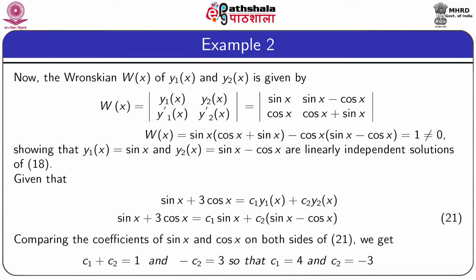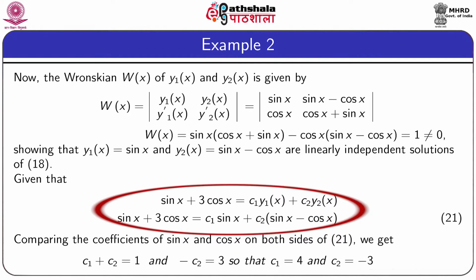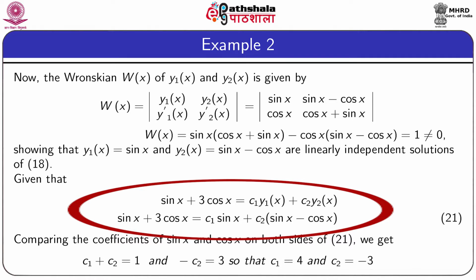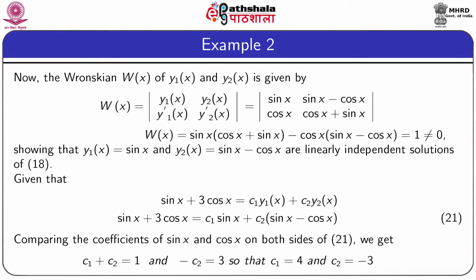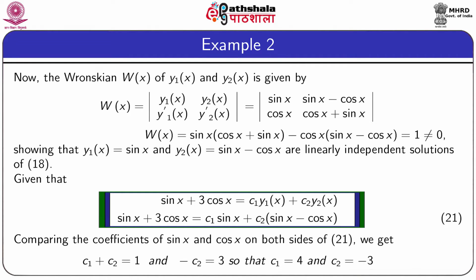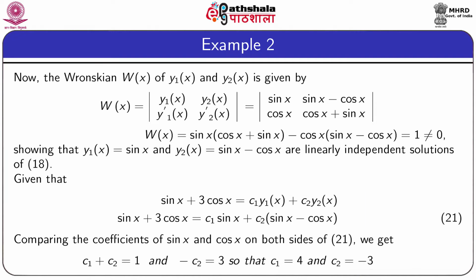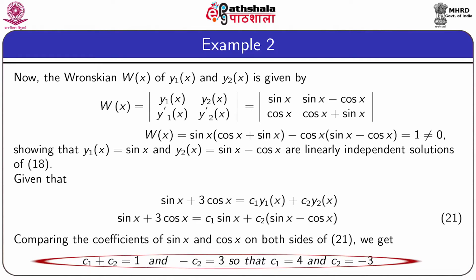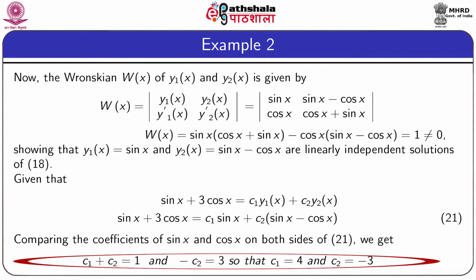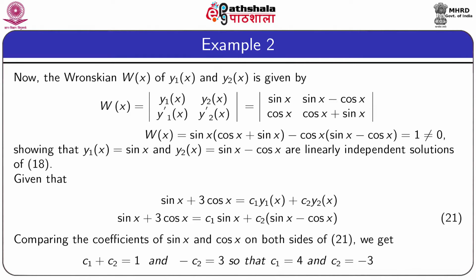Now, in the second half of the problem, we have to determine the constants c1 and c2 such that sin x plus 3 cos x is equal to c1 y1(x) plus c2 y2(x). We substitute the values of y1 and y2 in this equation to get sin x plus 3 cos x is equal to c1 sin x plus c2 (sin x minus cos x). Comparing the coefficients of sin x and cos x from both sides of equation number 21, we will get c1 plus c2 equal to 1 and c2 equal to minus 3, which will imply c1 equal to 4.